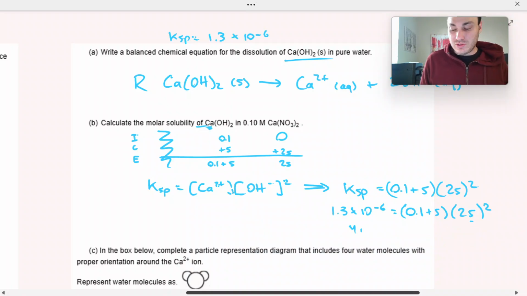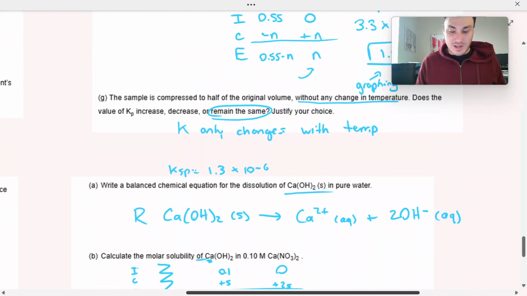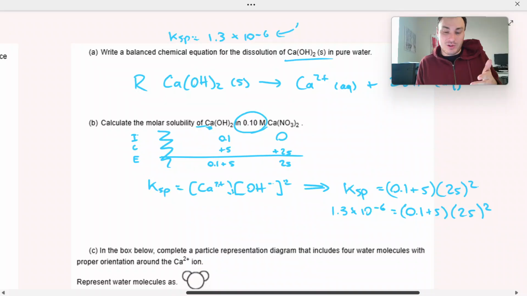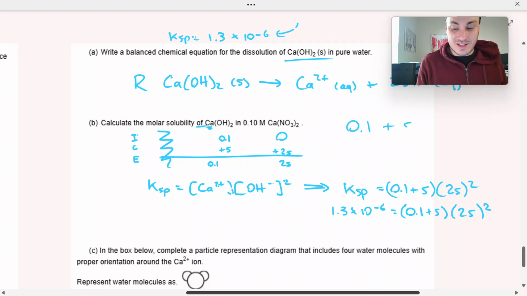The other way we can do this is, again, looking at the Ksp. That's a very, very small Ksp. It's times 10 to the negative 6, which means calcium hydroxide isn't really that soluble. So since we have some initial calcium nitrate, we can say that the initial concentration of calcium nitrate is going to be pretty much the same as the final concentration, because it's not going to dissolve that much. So the final concentration of the calcium ion is just going to equal 0.1. We're making the assumption that 0.1 plus S equals 0.1.